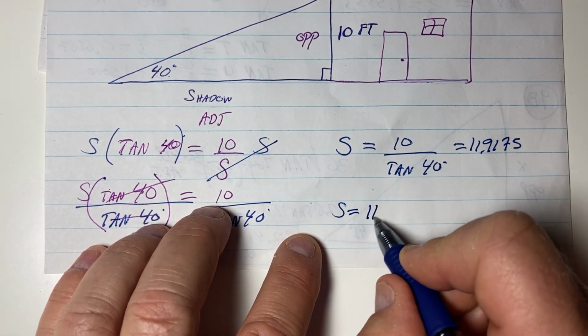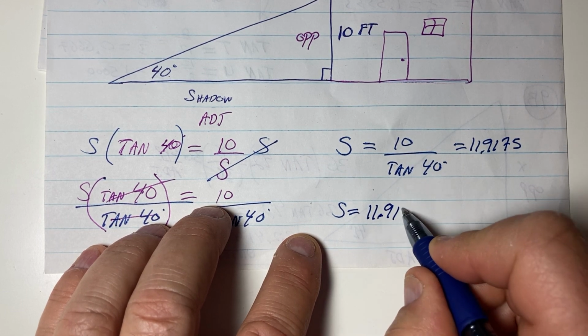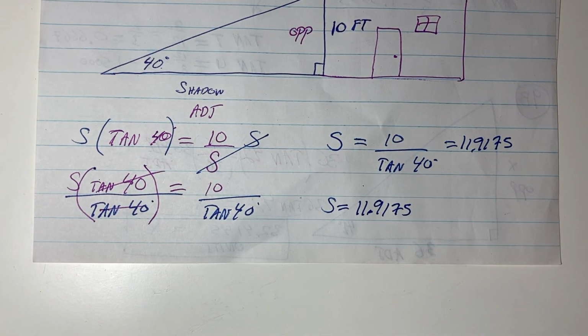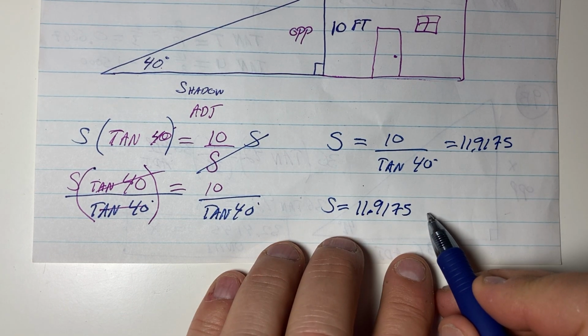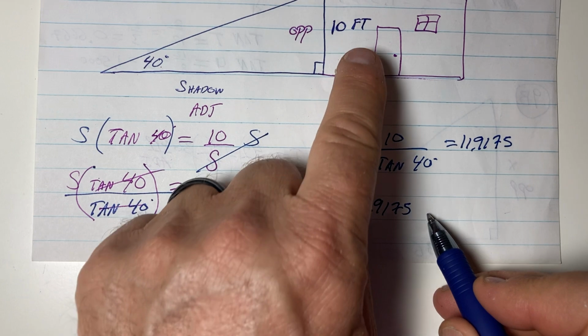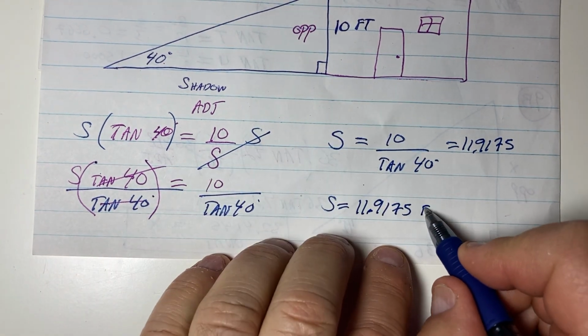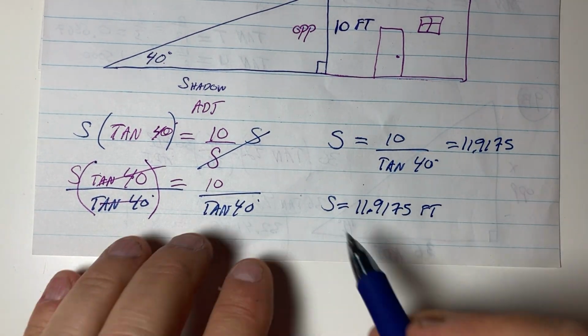S equals 11.9175. And we're done. No, we're not. Units. Units are feet. Now we're done. Yes, we are.